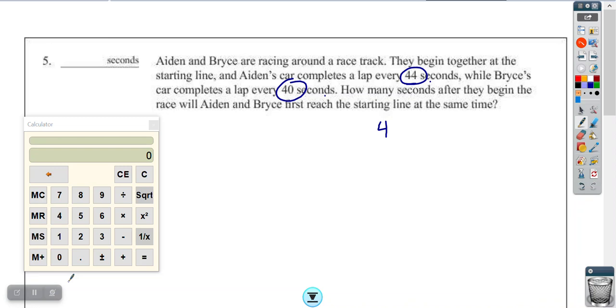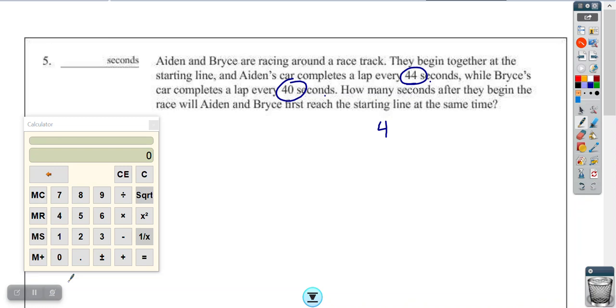Well, okay, so that means that every lap, Bryce is 4 seconds ahead, right? And that will continue in that manner. So, all right, how many laps is it going to take for them to catch up to each other? That is the big question.